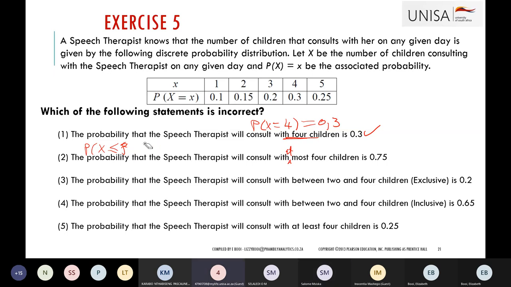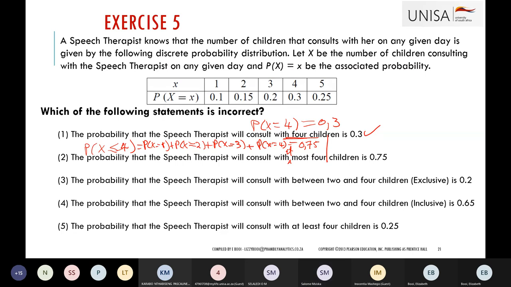Let me write the actual number. It will be the probability that X equals 1 plus the probability that X equals 2 plus the probability that X equals 3, because it's at most, plus the probability that X equals 4. I'm going to do the long way and then show you a shortcut. Adding up all those probabilities, 0.1, 0.15, 0.2, and 0.3, will give you 0.7.